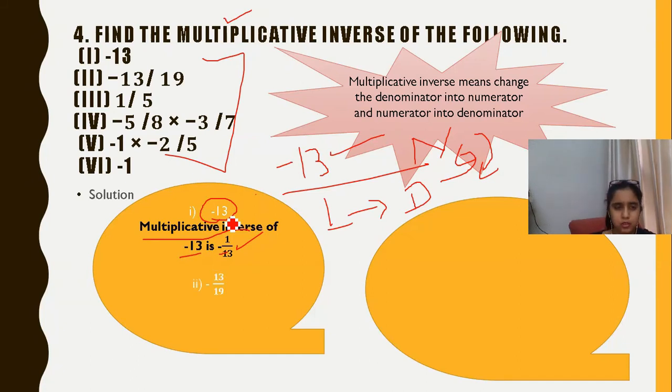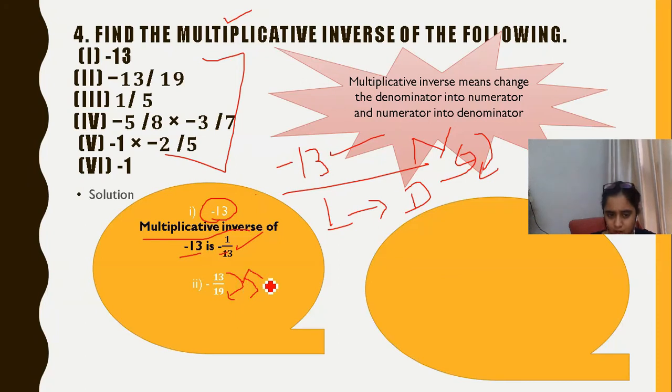We will do the second part and then we will know more about this multiplicative inverse. In this we have to find it for minus 13 upon 19. So our answer will be this: 13 will shift down and this 19 will shift up.